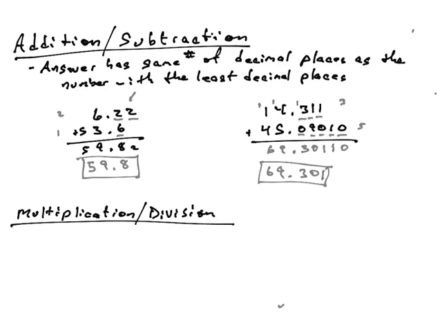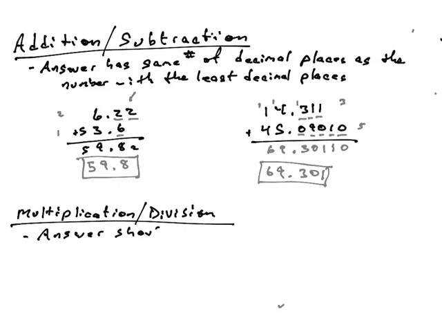All right, now multiplication and division is a little bit different. It's kind of similar if you're not careful about the wording, but it is different. It says when you're multiplying or dividing numbers, the answer should have the same number of significant digits as the least number of significant digits in your problem.